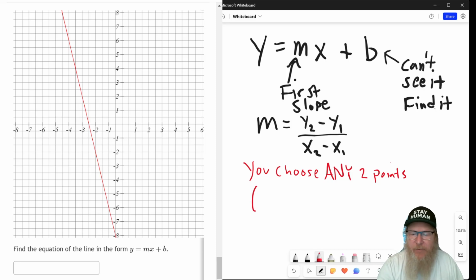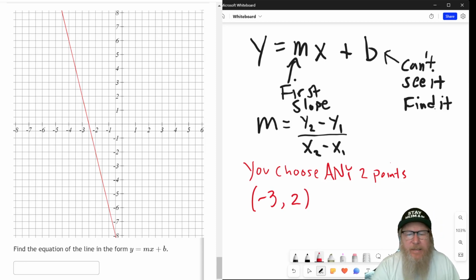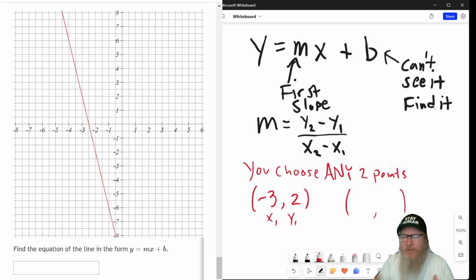So I will call that my first point. x is negative 3 and y is 2. Since that was the first point I chose, I'm going to call that x1 and y1. The subscripts are your choice, which one you want to label x1 and y1, but you should be consistent. Once I make that choice, I don't want to change my mind halfway through the problem. I also don't want to mix pairs. So I wouldn't want to pick an x from one point and then a y from another. I know it seems like a silly thing to warn you about, but I've seen it all before.